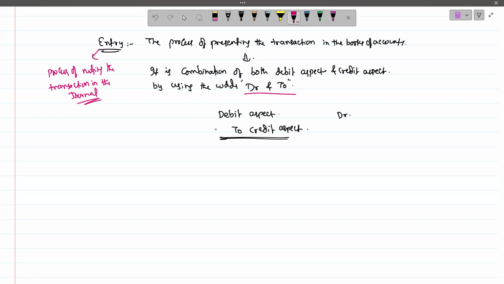First, we have to write the debit aspect, and the debit aspect ends with the word DR. And from the middle of the debit aspect, in the next line, we have to start the credit aspect, and the credit aspect starts with the word to. So DR and to, we have to read those two words as debited to.